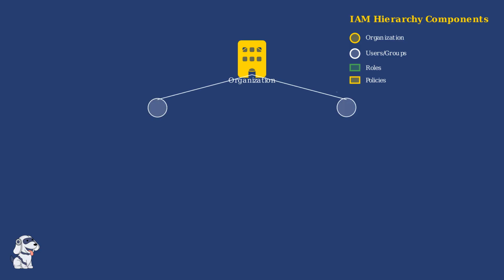The second level contains users and groups. Users represent individual identities that require access to resources, while groups allow for efficient management of multiple users with similar access requirements. Groups enable administrators to assign permissions collectively rather than individually.